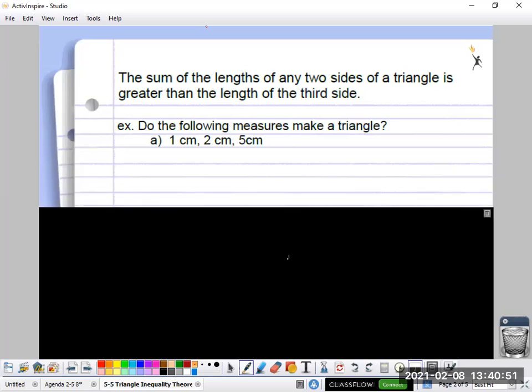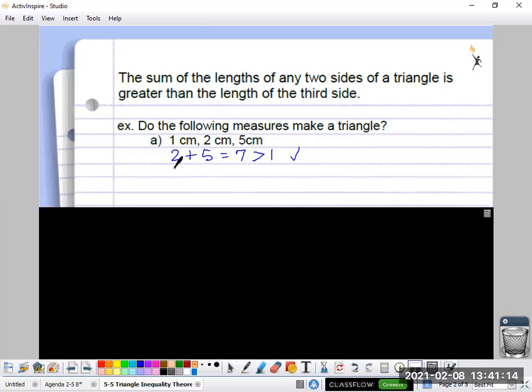So let's take a look here. We want to know if the following measures make a triangle. All right, so we pick two of the sides, any two of the sides. I'm going to pick 2 and 5. So we add them together. 2 plus 5 is 7. Is 7 greater than 1? Why, yes, it is.